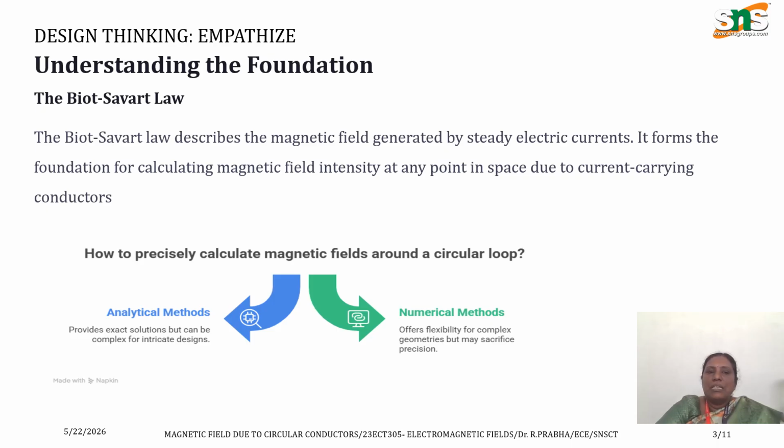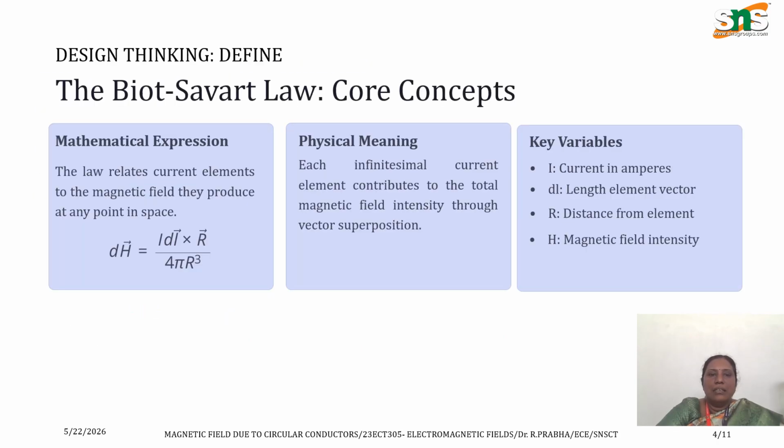So we are going to discuss this in a design thinking way. We start from the first stage of design thinking, empathy. In the empathy part, we have to build an understanding of the foundation. Biot-Savart's law describes the magnetic field generated by a steady electric current, and it forms the foundation of calculating magnetic field intensity at any point in space due to a current carrying conductor.